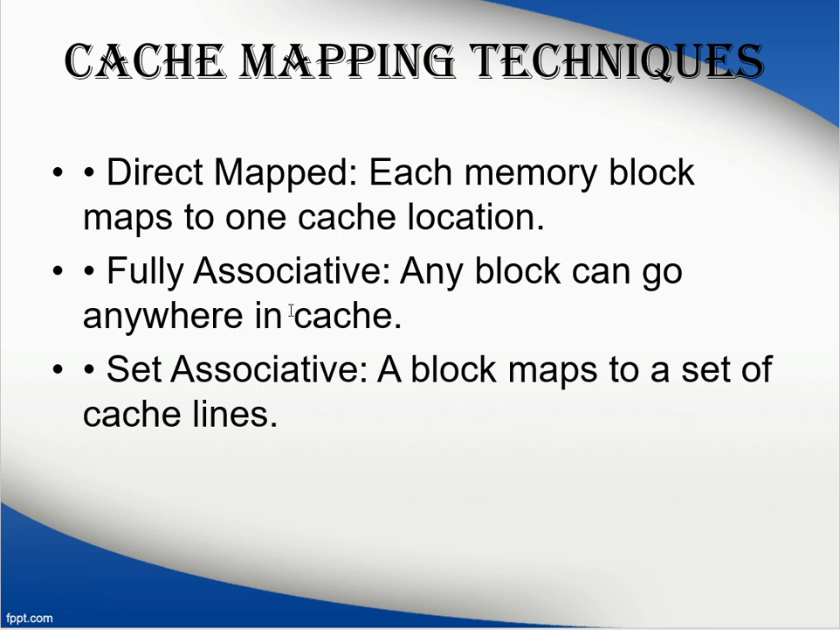It is sometimes called the n-way set associative mapping, which provides for a location in main memory to be cached to any of n locations in the L1 cache.